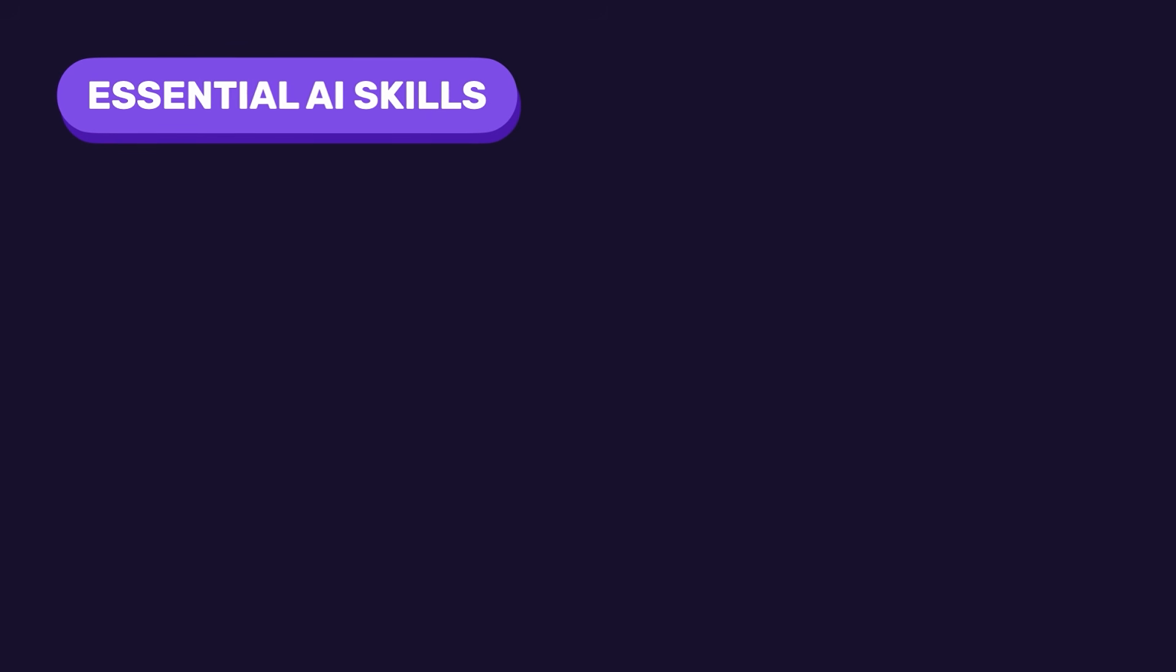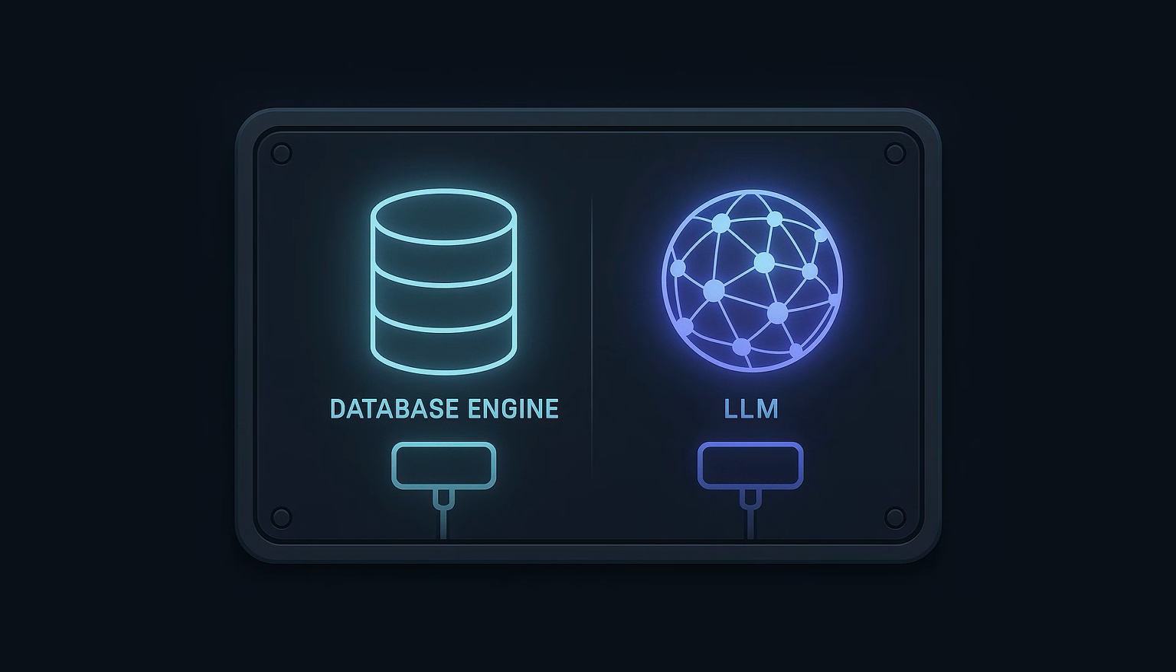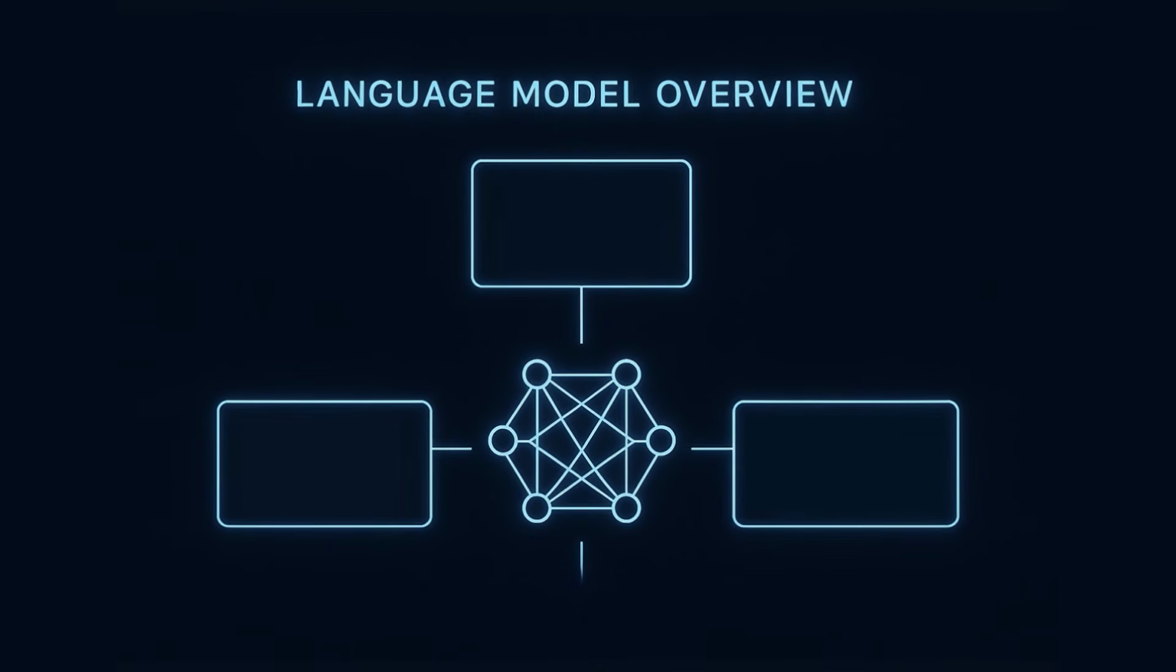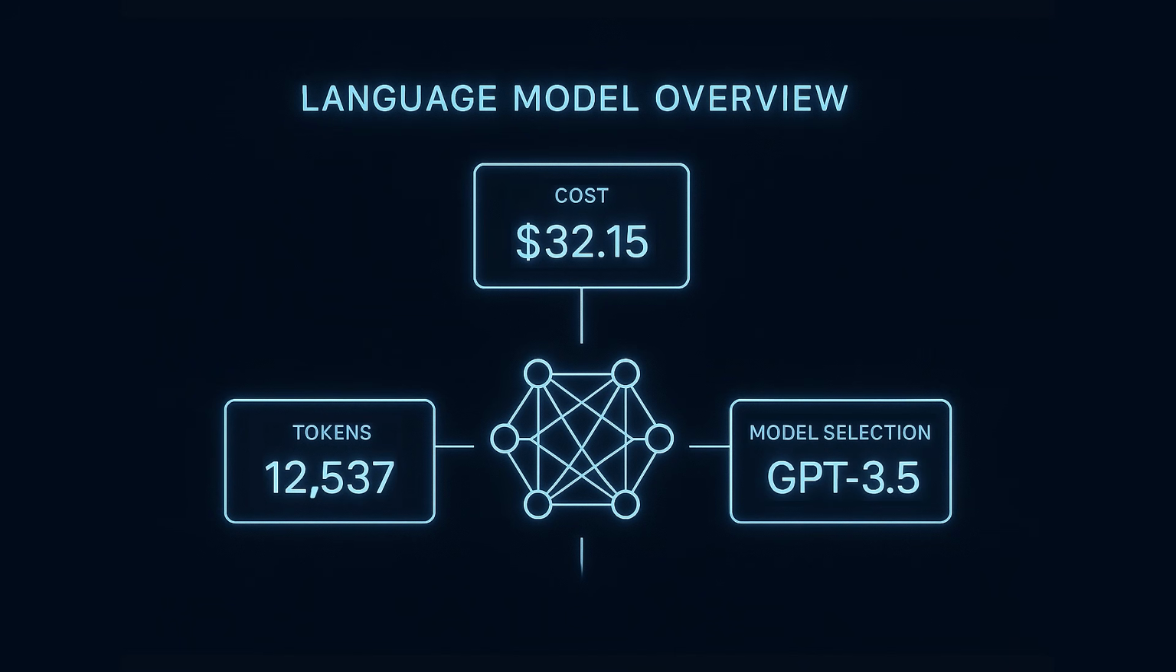As developers, our job isn't to become machine learning engineers, it's to understand how to talk to these models via prompting, how to handle their limitations, and how to integrate them into our applications to build smarter features. Just like we don't need to build our own database engine, we just need to know how to use one. That's the mindset you will develop throughout this course. In the next few lessons, we'll dig deeper into how these models work, things like tokens, cost, and how to pick the right one for the job.